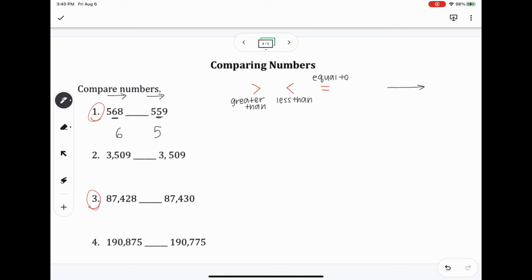Now between 6 and 5, we know that 6 is greater than 5. So I'm going to put a greater than sign over here. And then all you're going to do after this is just bring this sign up over here. And this will be your final solution.